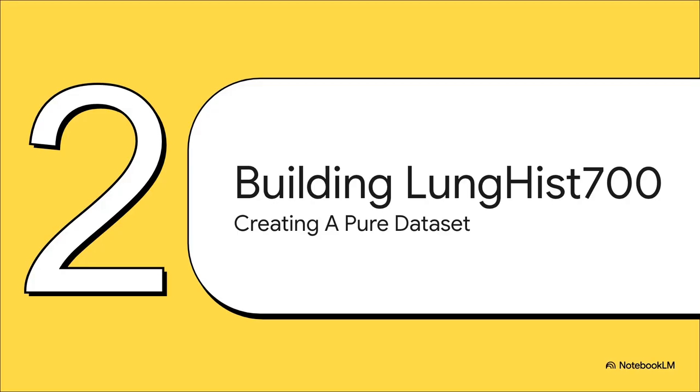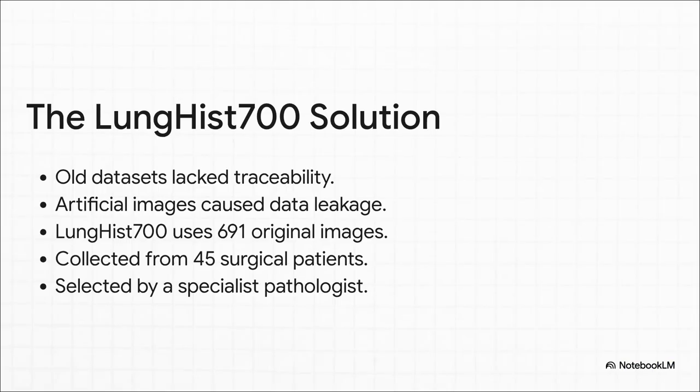Moving on to part 2, building the LungHist700 dataset. Okay, so here's where the dataset methodology really matters. Past datasets, like LC25000, usually relied on artificially augmented images just to bump up their sample numbers. But there's a big problem there. When you lack traceability from an original image to an augmented one, it confuses the AI during testing. It causes something called data leakage. Basically, the AI ends up cheating. It memorizes the artificial patterns instead of actually learning the real pathology.